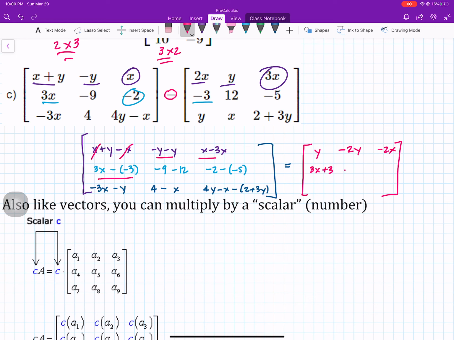Negative 9 minus 12 becomes more negative at negative 21. And then minus a negative becomes a plus right here, so that makes positive 3. Then negative 3x minus y, I really can't do anything there, so it just stays the same. The same with 4 minus x, it just stays the same. And then here, distribute your negative sign, and I'm going to end up with y, 4y minus 3y, minus x minus 2.